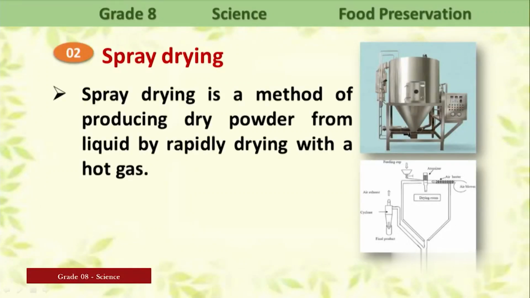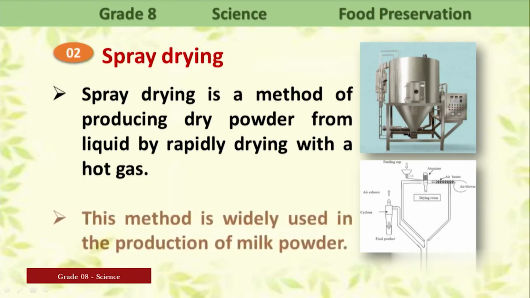Spray drying is a method of producing dry powder from liquid by rapidly drying it with hot gas, right. So, a hot gas is sent to the cylinder and liquid milk is sprayed onto the heated cylinder, and the liquid milk is converted to milk powder. This method is widely used in the production of milk powder. If you have ever visited a milk powder production factory, you may have seen this spray drying machine, right.